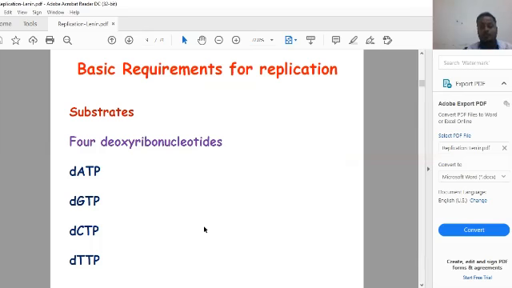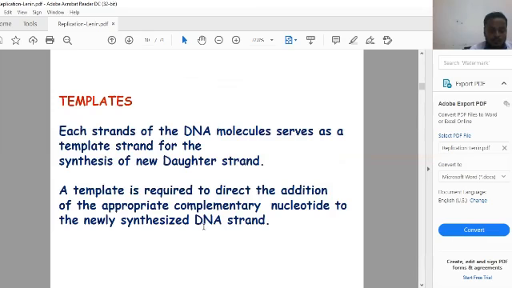Next is the basic requirement for replication. What substrates are needed for replication? One is dATP, dGTP, dCTP and dTTP. That means deoxyadenine triphosphate, deoxyguanine triphosphate, deoxycytosine triphosphate and deoxythymine triphosphate. So these are the four substrates needed as the basic requirement for replication.